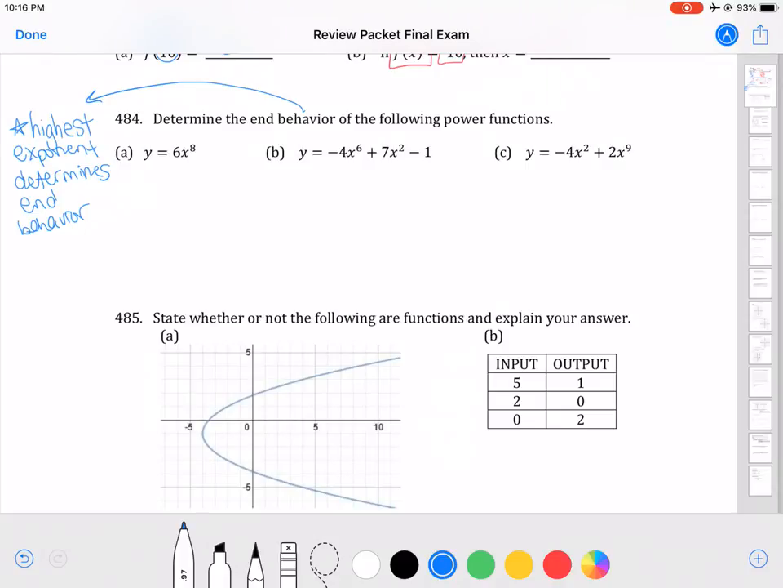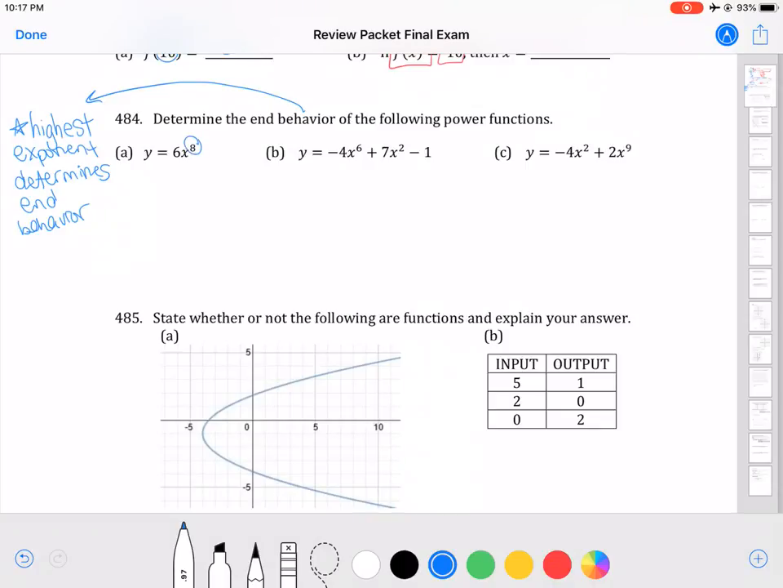If you have a positive coefficient, the right side is going to be going up, so that would make it a down-up. Then if you have a negative coefficient, the right side is going to be going down, making your overall function an up-down. So I'm going to use those rules that we just talked about to go over each one of these parts.